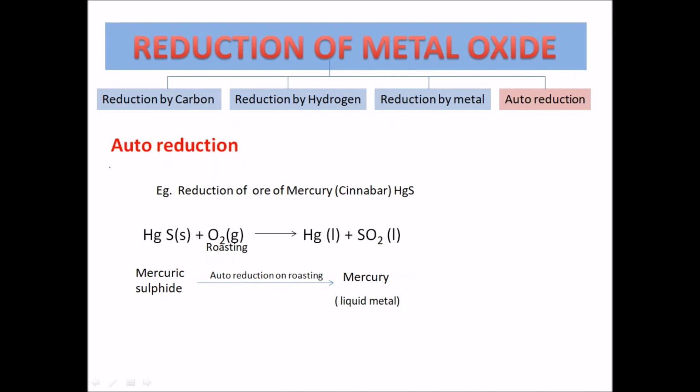Auto reduction. The reduction of the ore of mercury, cinnabar, HgS, takes place due to auto reduction. As the word implies, auto stands for takes place by itself. HgS, mercuric sulfide, when roasted with oxygen, undergoes auto reduction and forms mercury in the liquid state, the only liquid metal, and sulfur dioxide, which is in the gaseous state. This reaction is called auto reduction of cinnabar or the ore of mercury.